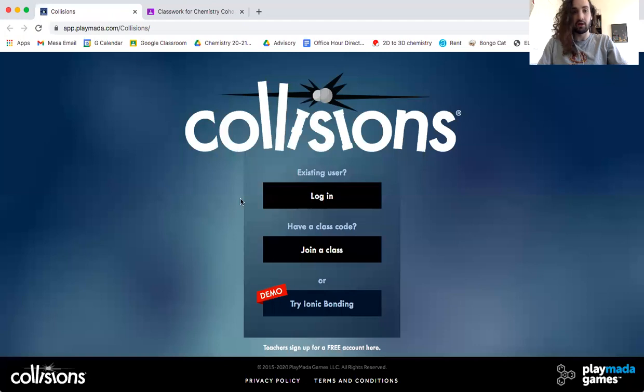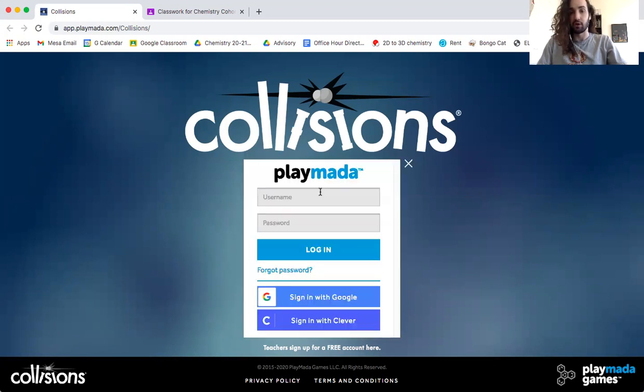When you click that, you get brought to this page. When you get brought to this page, you shouldn't say join a class. You shouldn't say demo. You should click the login button right here. Once you do that, you're here. Make sure that you are doing this on a computer. This won't work on your phone. So make sure it's on your computer.